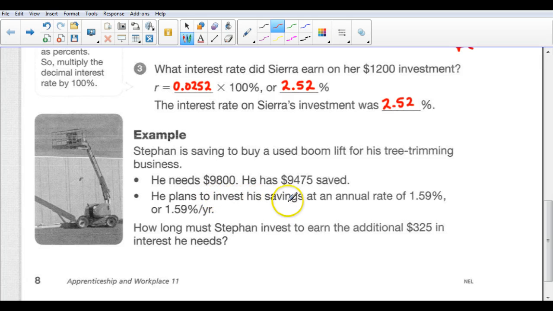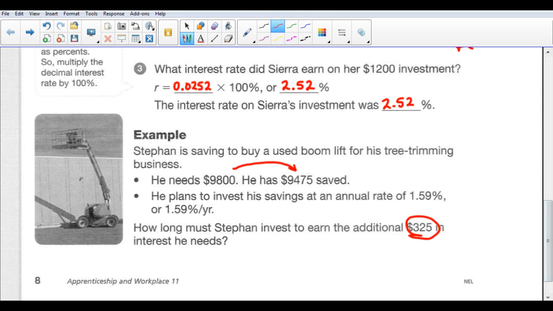Okay, he plans to invest his savings at an annual rate of 1.59% per year. How long, okay, so they're asking us about time. How long must Stephen invest to earn the additional $325 in interest he needs? This 325 just came from subtracting this number from this number, because this is how much he needs. He needs to earn an additional 325.